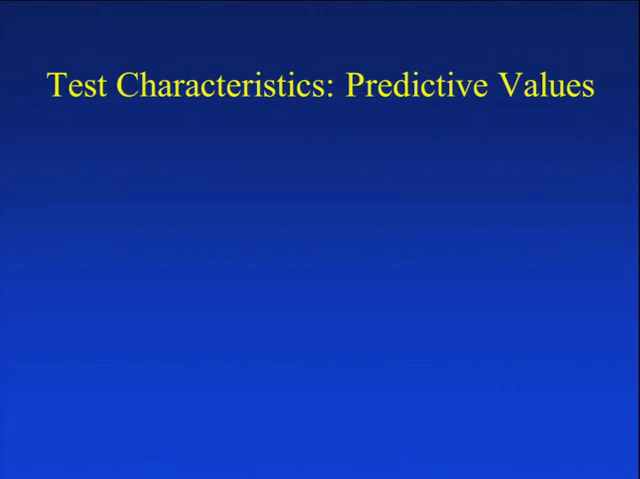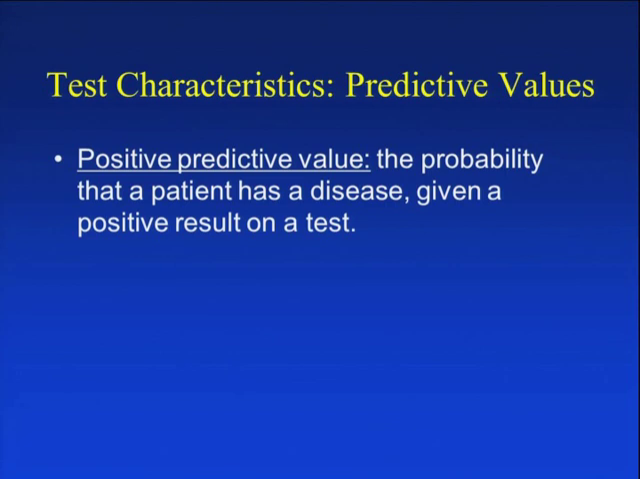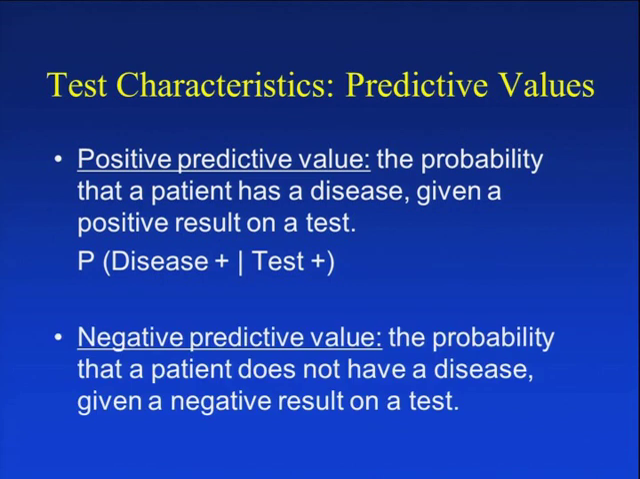Well, at a patient level, predictive values help. Because predictive values basically state what is the likelihood that I have the disease given the fact that I either test positive or negative. Positive predictive value says what's the likelihood that I have the disease given the fact that I tested positive on a test. In other words, what is the probability of the disease being positive given the fact that the test is positive? And the negative predictive value is what is the likelihood that I don't have the disease given the fact that I tested negative.